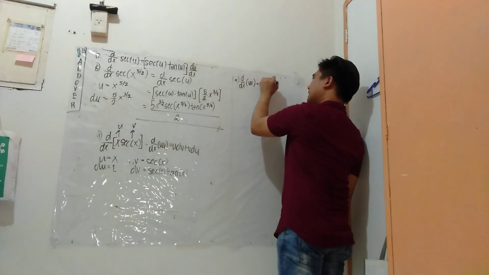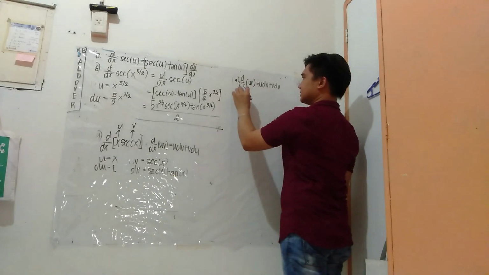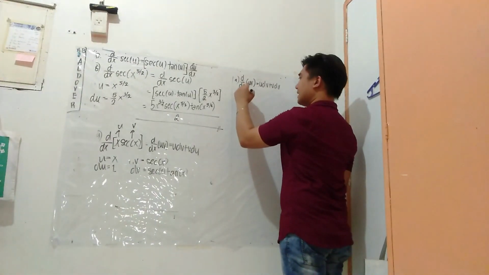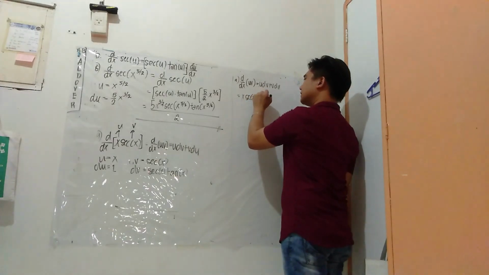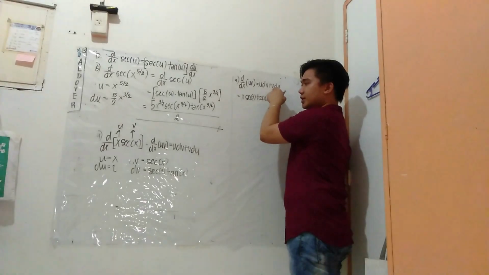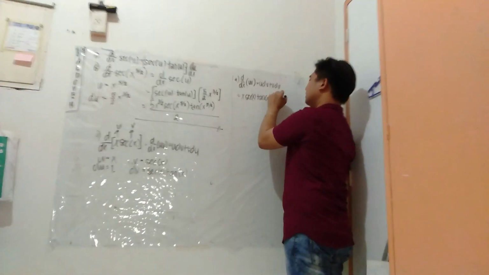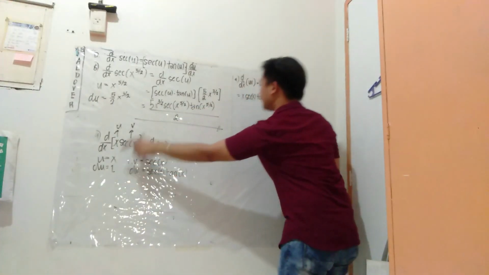u dv plus v du. So, yung u ko ay x, ang dv ko ay secant of x tangent of x, plus v ko, which is secant of x, du ko, which is just 1.